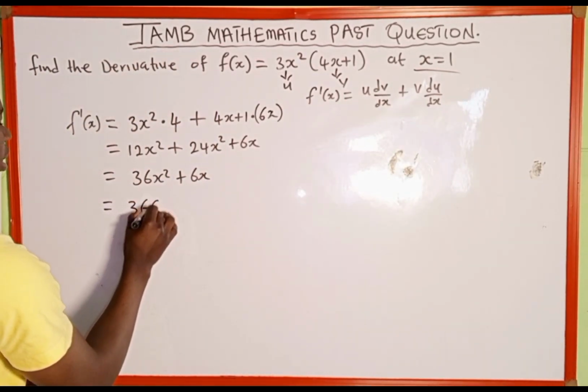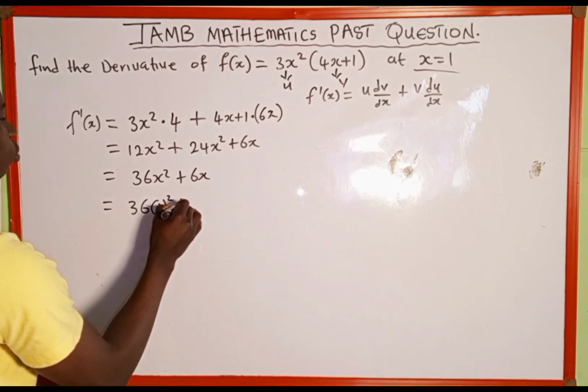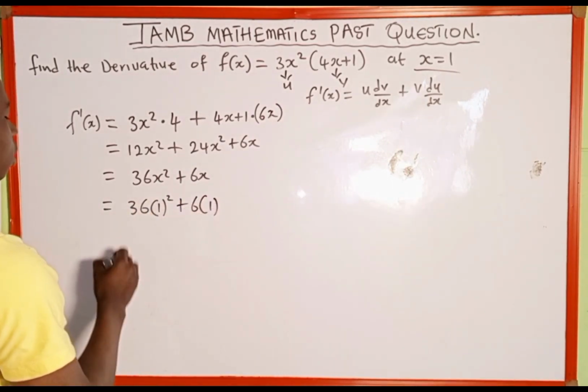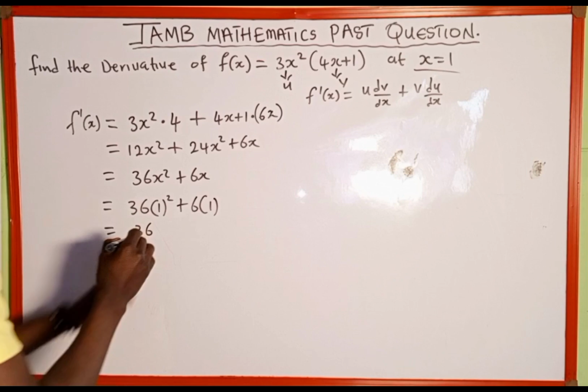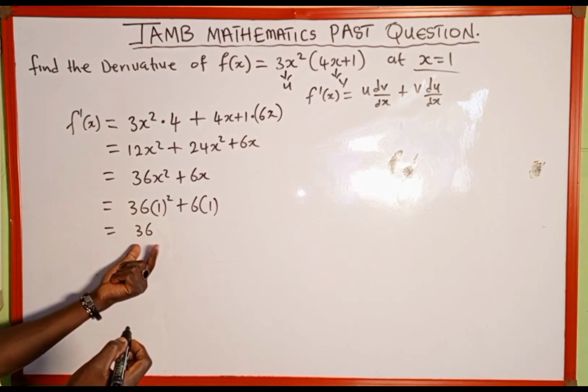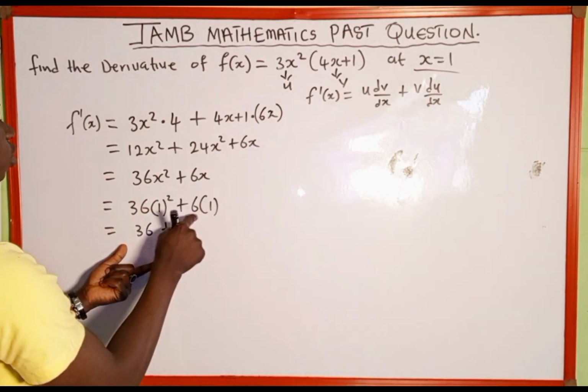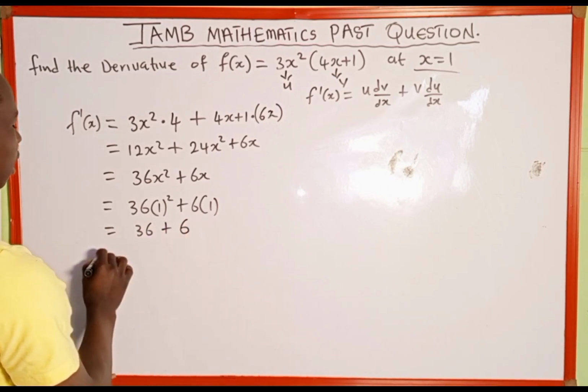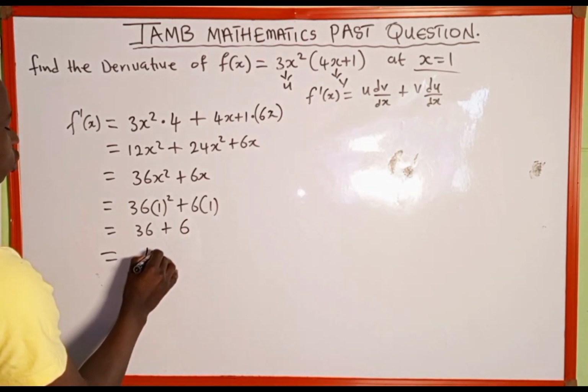So this is going to be 36 into 1 raised to the power of 2 plus 6 into 1. So this is going to be 36. 1 squared is the same as 1, and 1 multiplied by 36 is 36. Then plus 6 multiplied by 1 is 6. So when you add this together, it's going to give us 42.